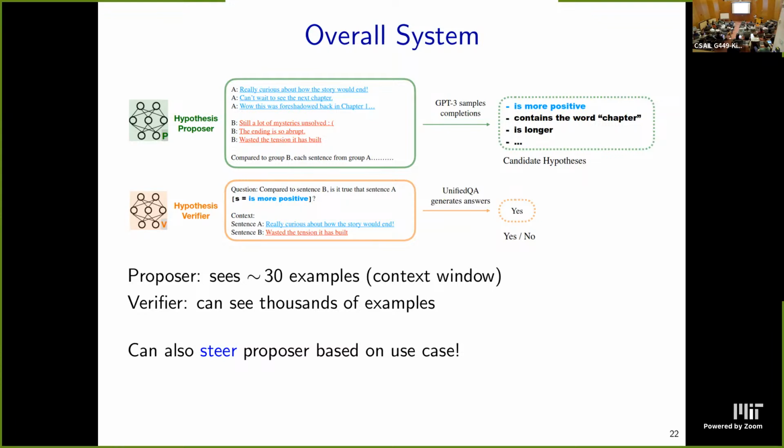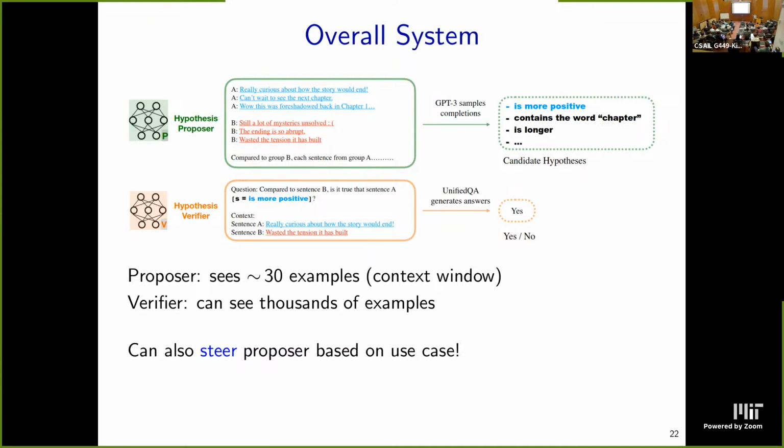I think there are two important things here. First of all, why is this decomposition good? Well, the proposer can only see about 100 examples in the context window. Whereas this verifier can see thousands of examples, because you can look at them one by one. You can just verify them in a loop. So that's why this is a powerful decomposition. The other thing is you can steer the proposer based on some domain use case you care about.